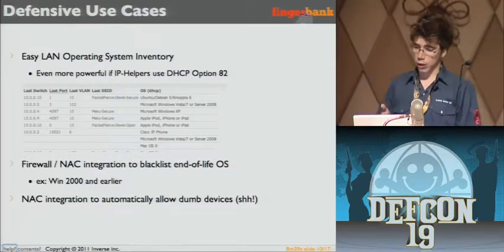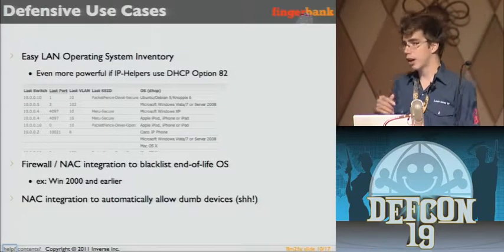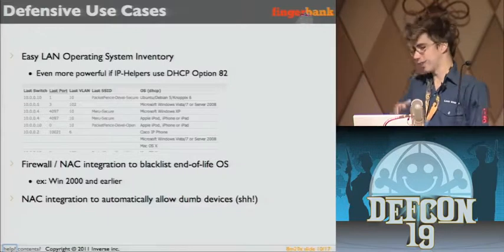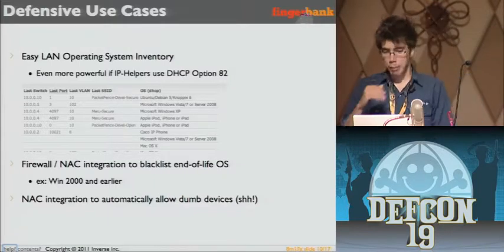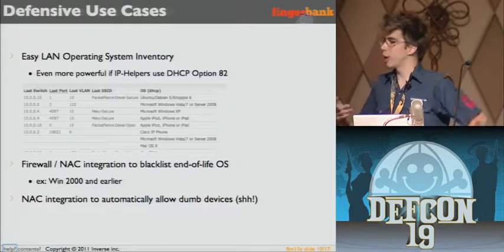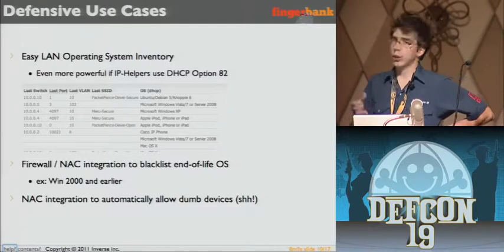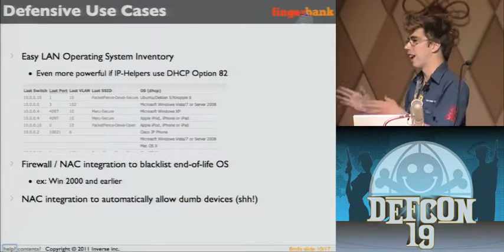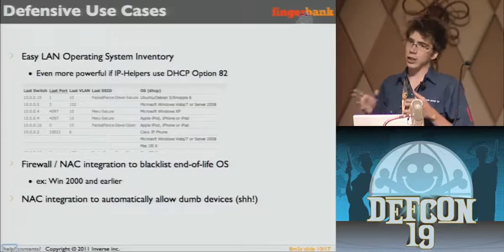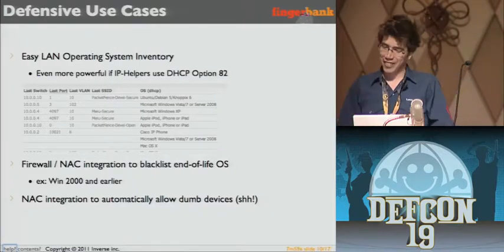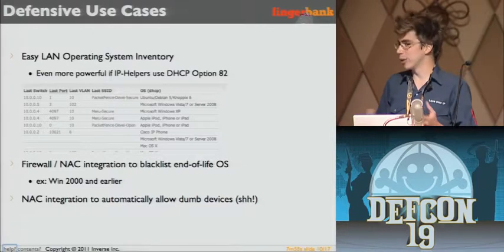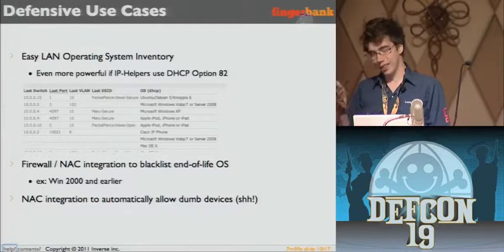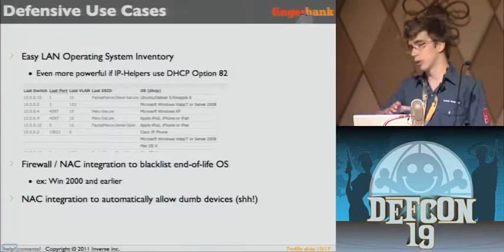So let's get into some use cases. Of course, I am into more defensive stuff, but here we go. You can easily do LAN operating system inventory, or even flag people with Windows 95 and tell them, hey, come on, get something serious, please. Here is a screenshot of what we do with PacketFence. You see the last switch, last port, last VLAN. This is possible with DHCP option 82, which is implemented in Cisco switches. It's more or less reliable, but still it can help you.